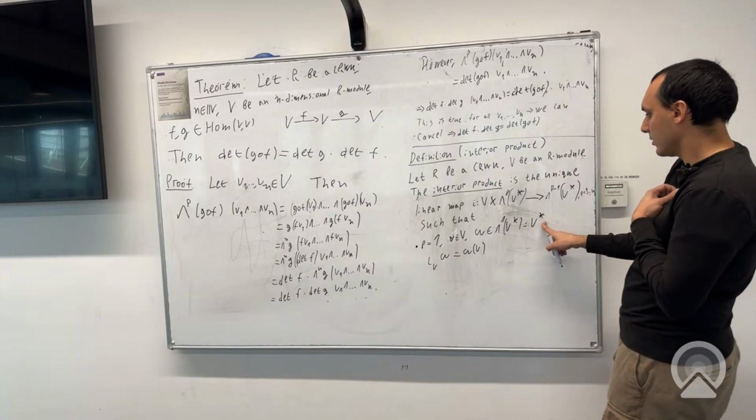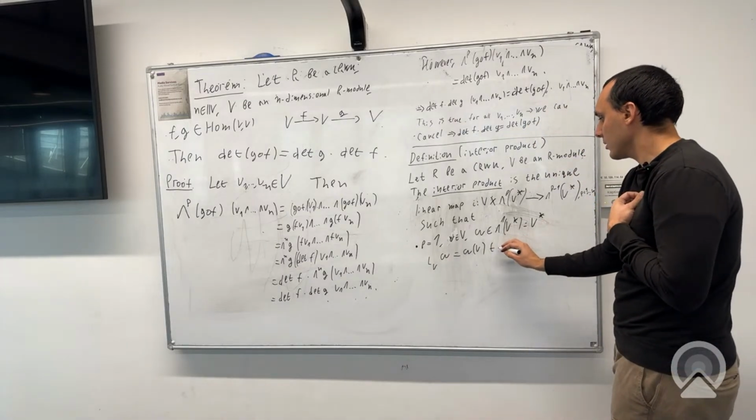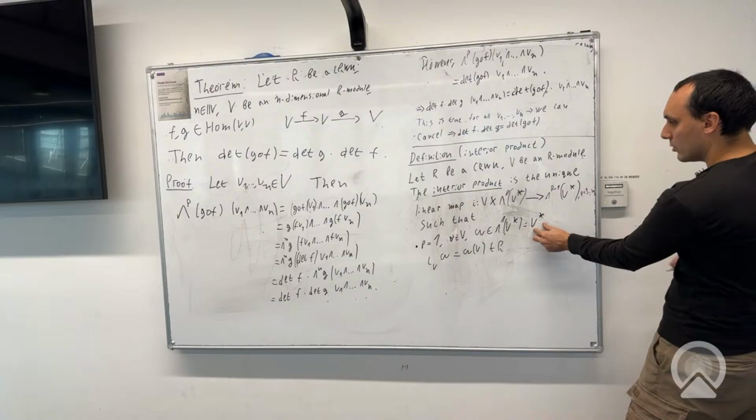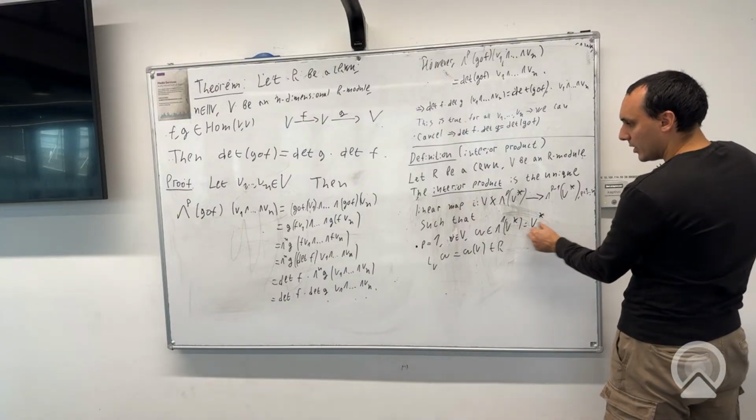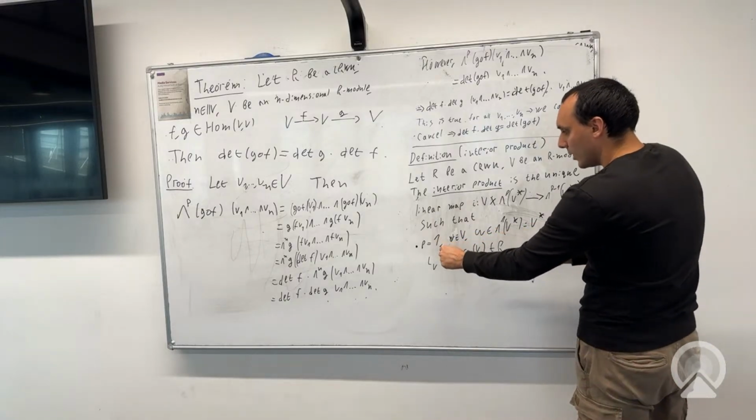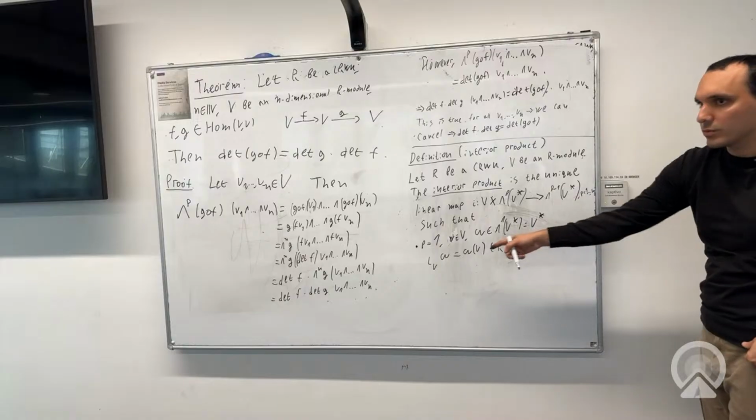So we have a dual vector, a dual element, and a primal element, and you apply the dual to the primal.